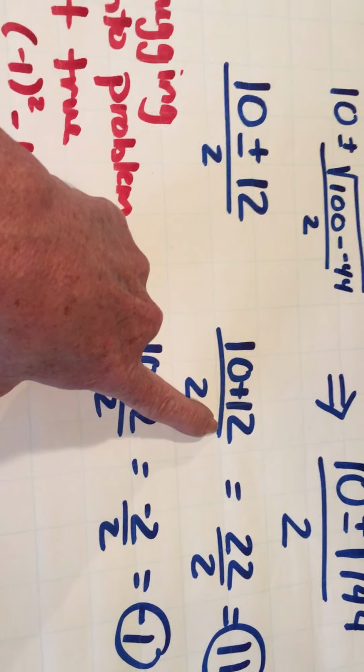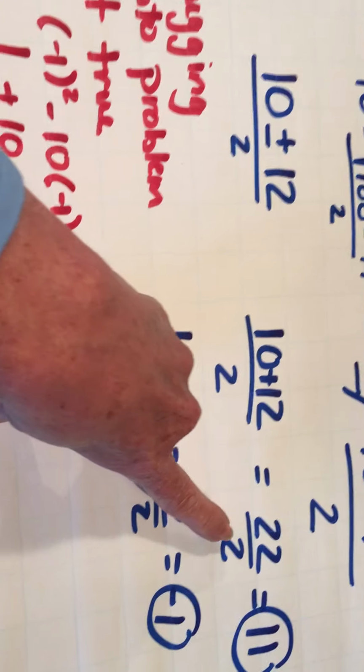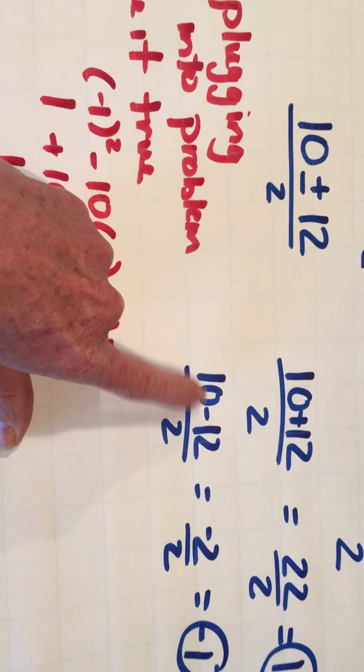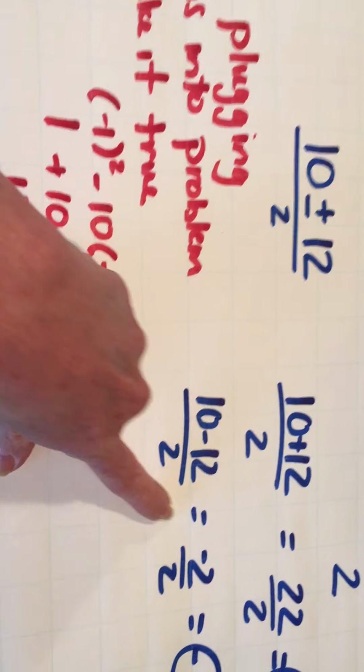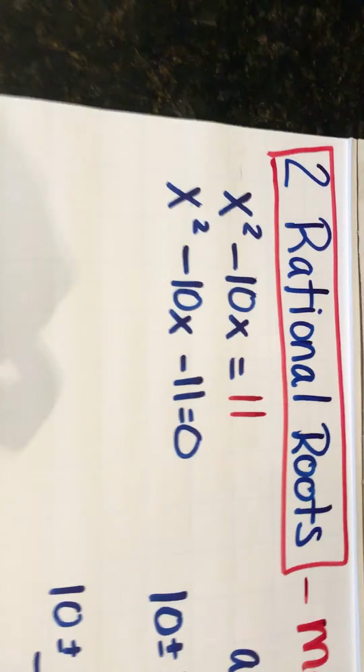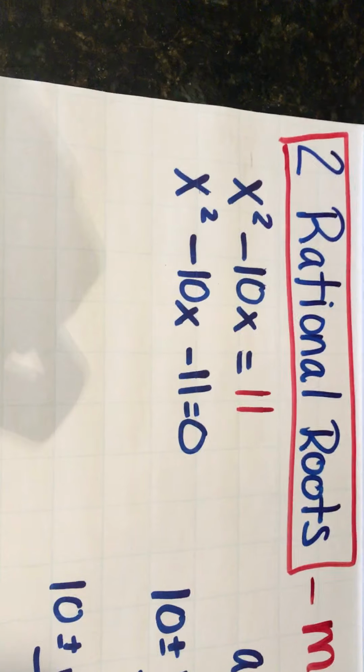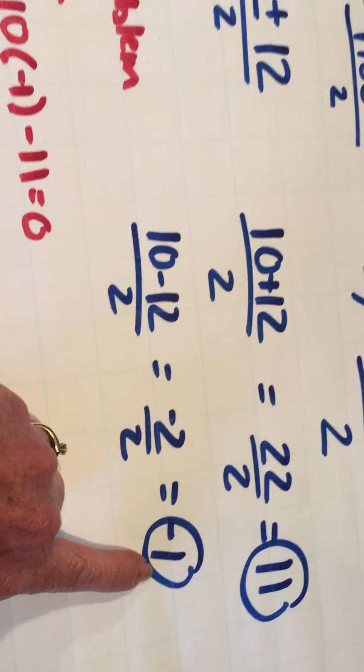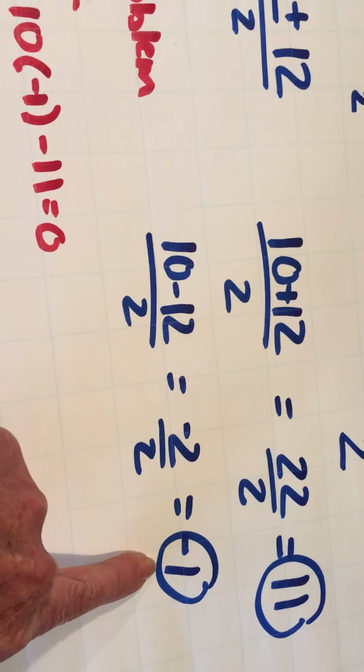10 plus 12, which is 22, divided by 2, which is 11. 10 minus 12, which is negative 2, divided by 2 is negative 1. So we had 2 rational roots, means they're nice numbers. Their numbers would be like on our number line. Our 2 x-intercepts would be 11 and negative 1 for that problem.